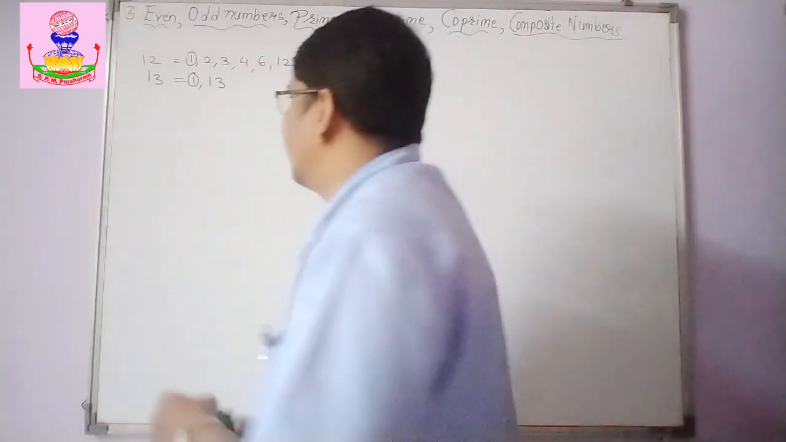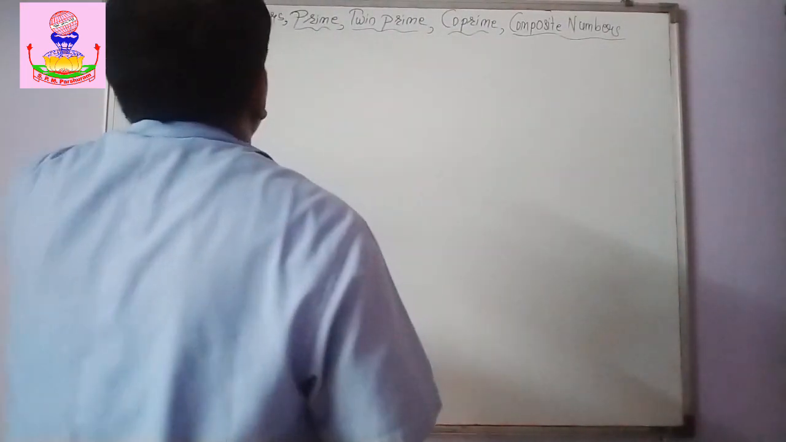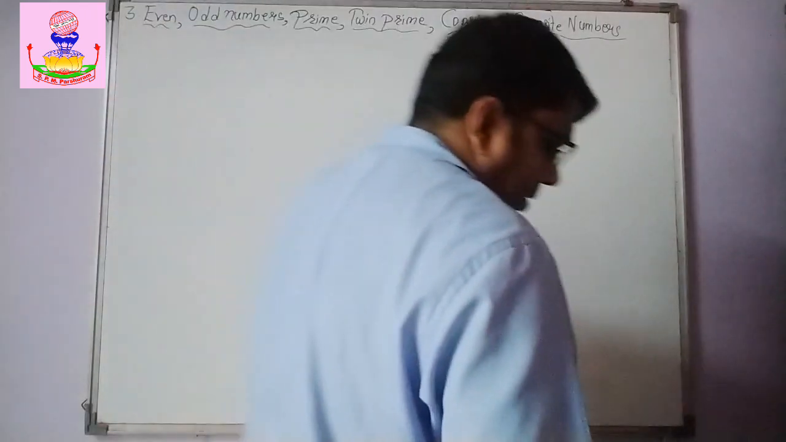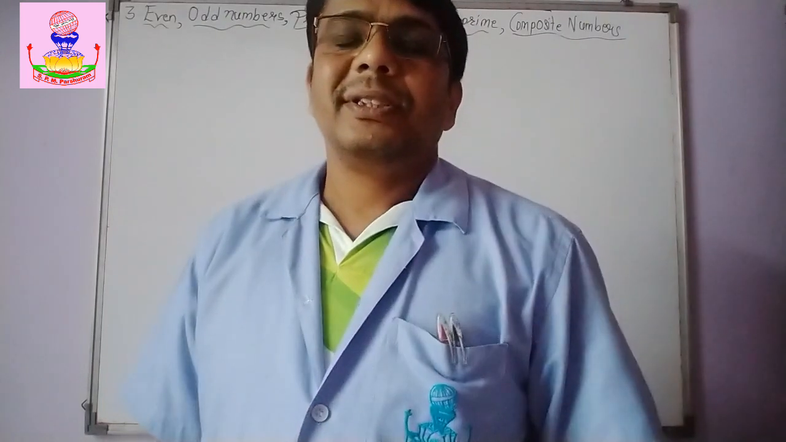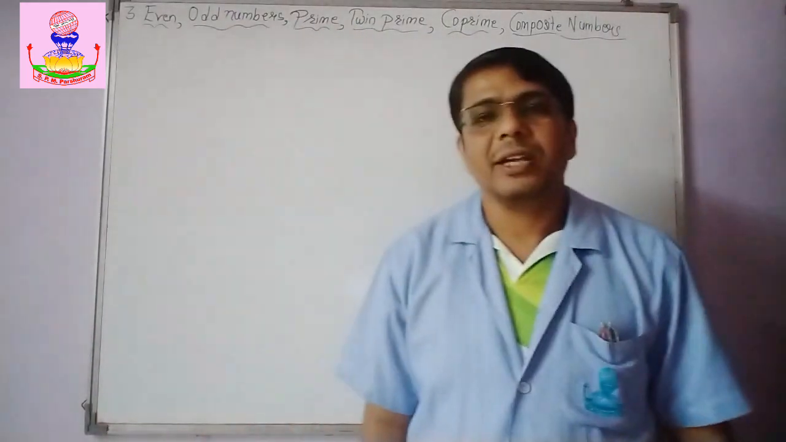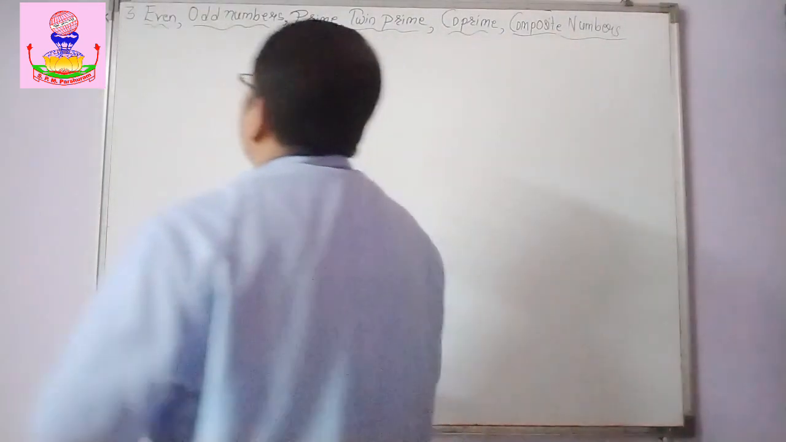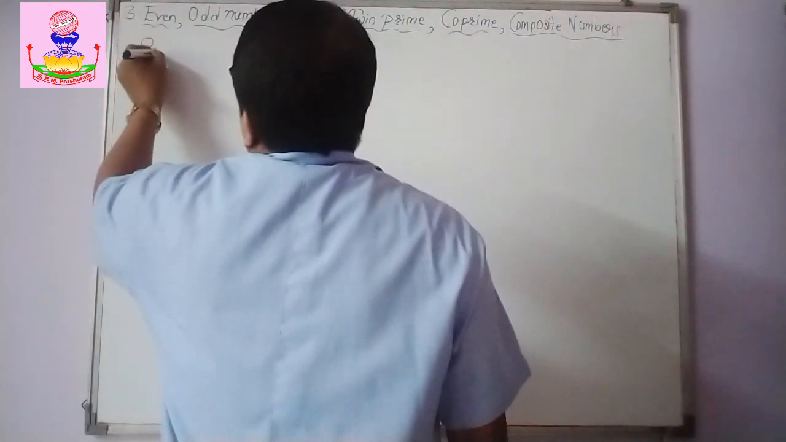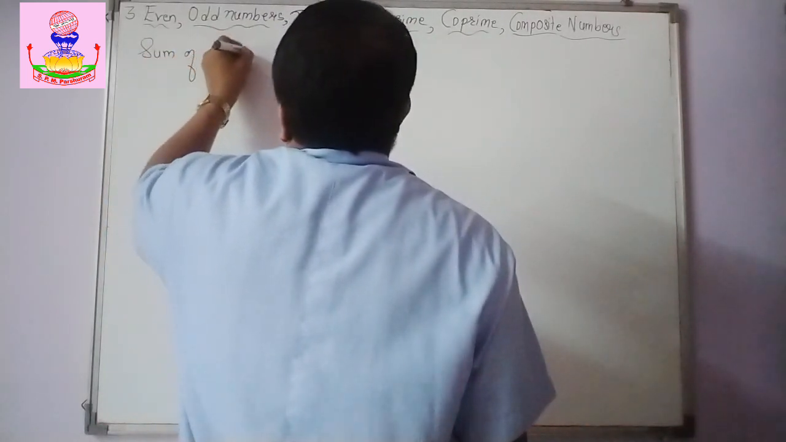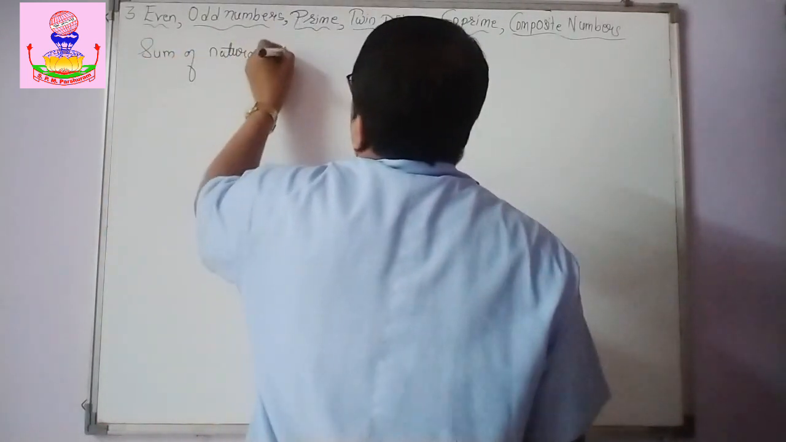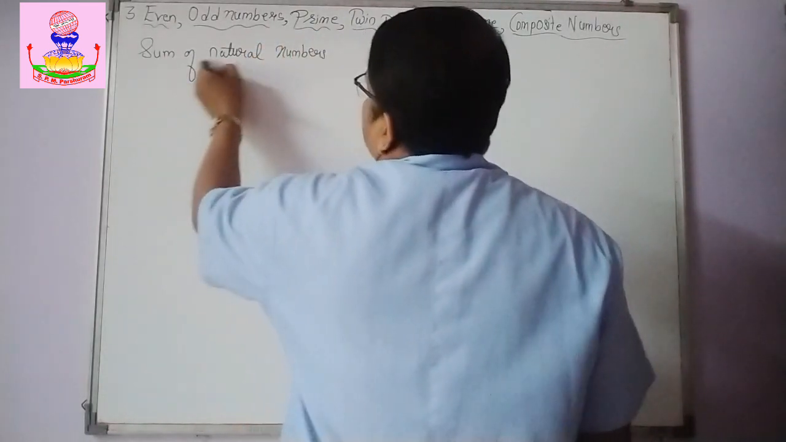Now some of the tricks that we may need or you can use while solving examples. For example, suppose I want to find the sum of natural numbers starting from 1, that means 1, 2, 3, 4, 5, 6, 7, 8, 9, 10. So at that time I can use this formula. Sum of natural numbers starting from 1.